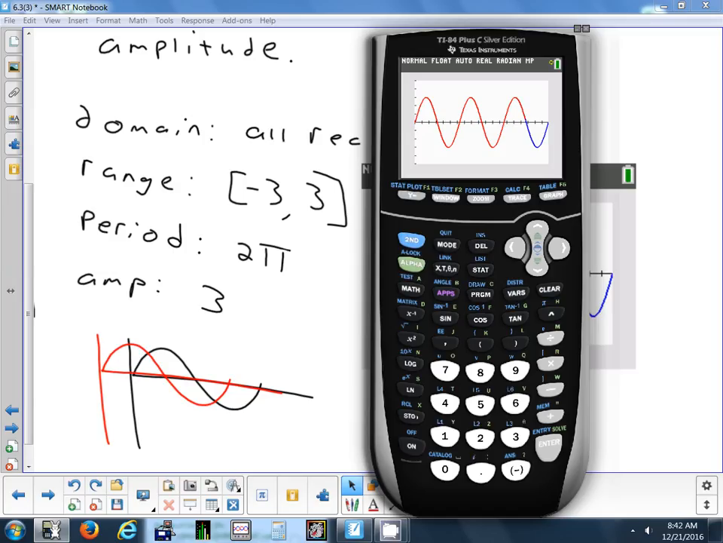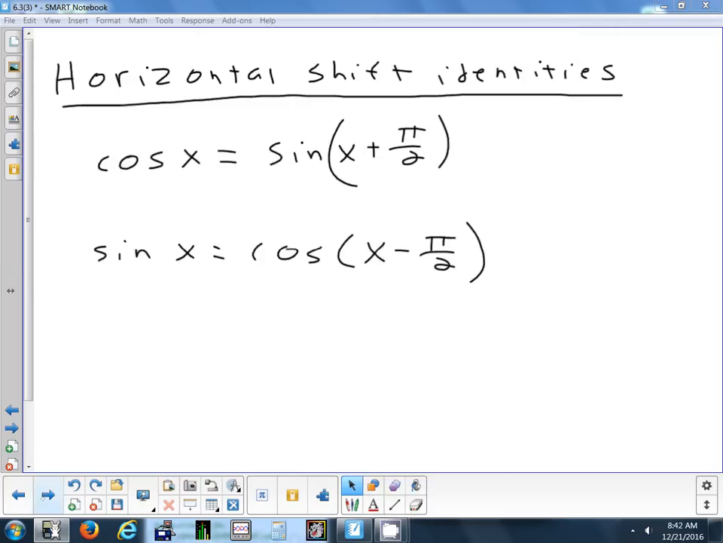It just overlaps, and you wouldn't know unless you knew the original graph as it was drawing. Yep. So basically what that shows us here is the horizontal shift identities. If you have a cosine function and you wanted to turn it into a sine function, you could add pi over 2.